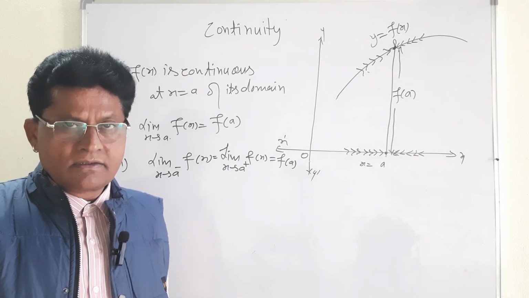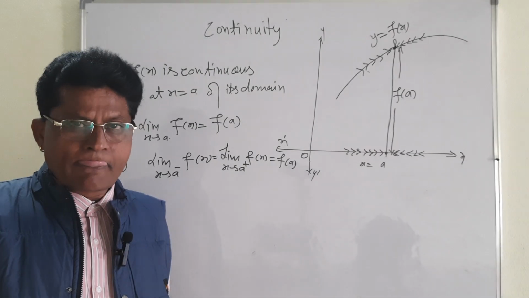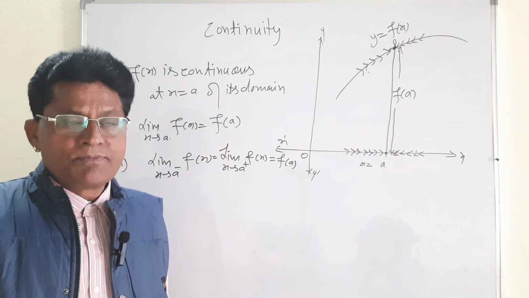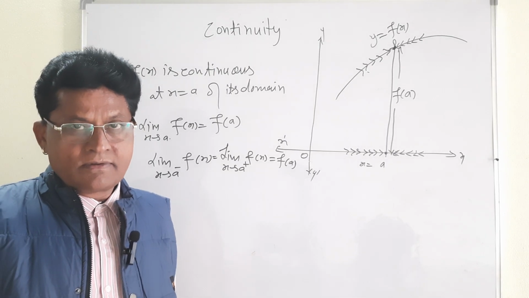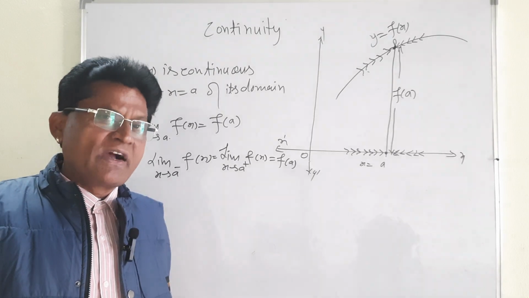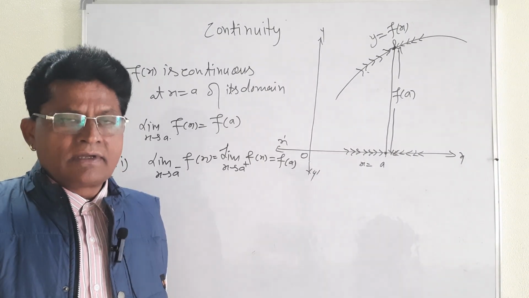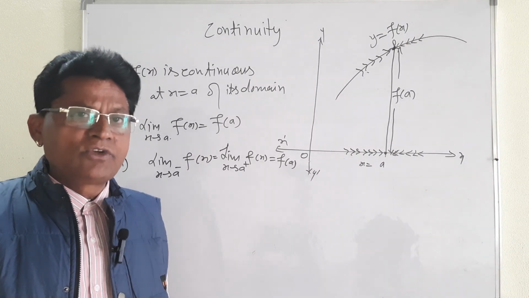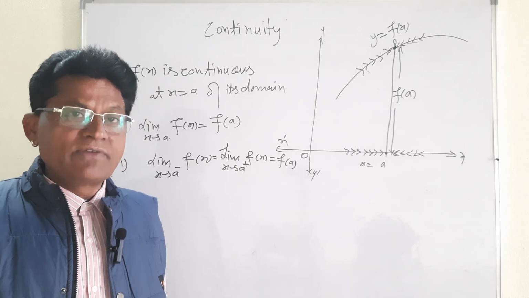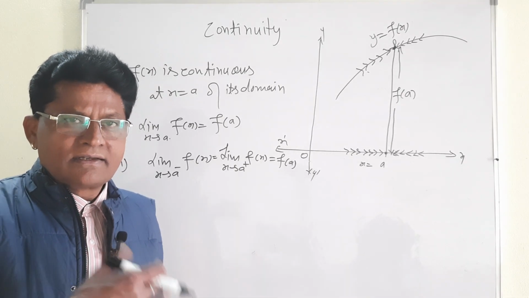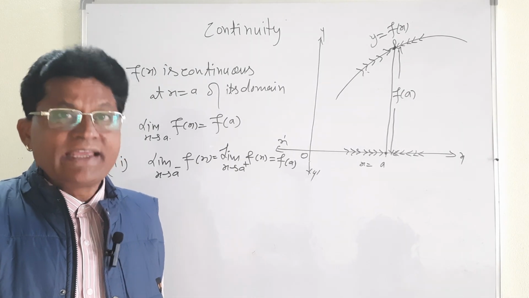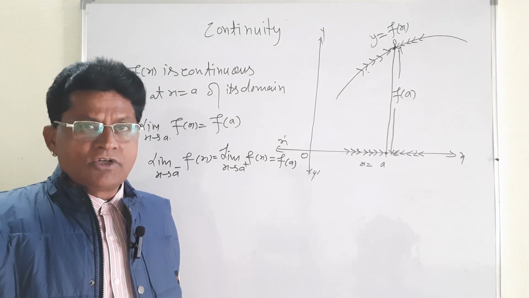Removable discontinuity. Removable discontinuity means which can be removed. If the function is discontinuous, that can be removed, and that can be changed into a form. Into what form? The function will be continuous after changing the value of f(a). After changing the value of f(a).